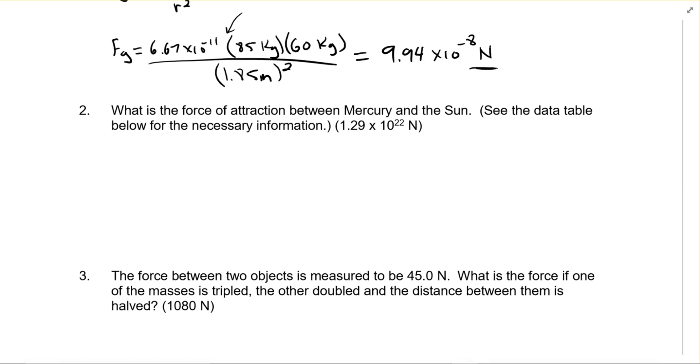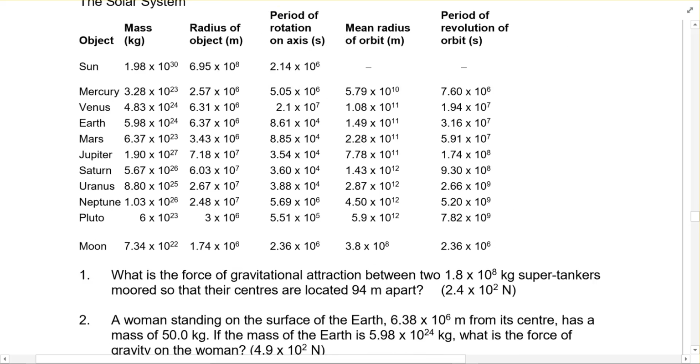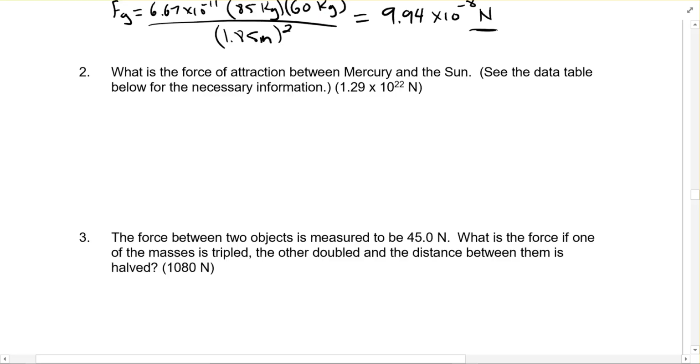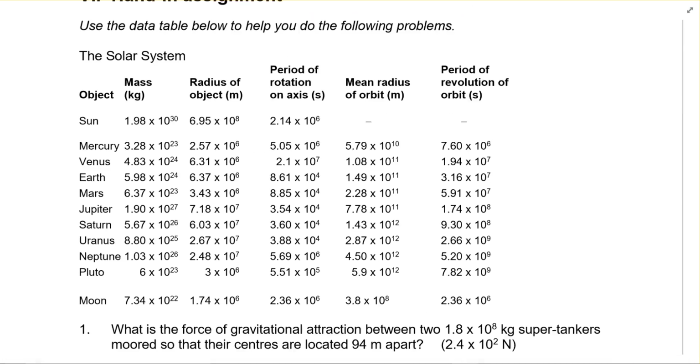Okay, number two. What is the force of attraction between Mercury and the Sun? So we've got the data table below here. So we're going to need some of this stuff. So what was it asking for again? We needed force of attraction. So we know the mass and we know the radius of both of those things. But just make sure when you're looking through this, it says radius of the object. That would be like the radius of the Earth. That's not really what we want, right?